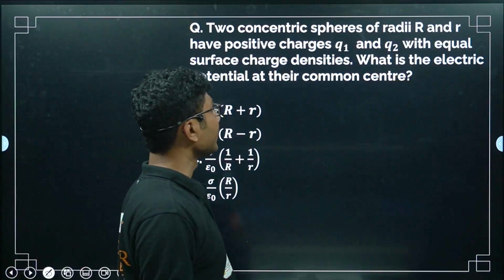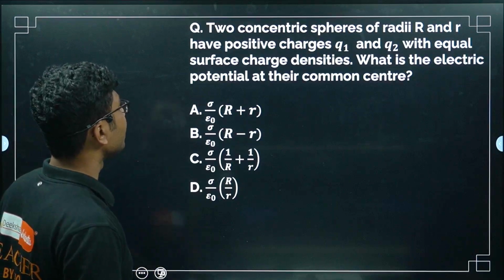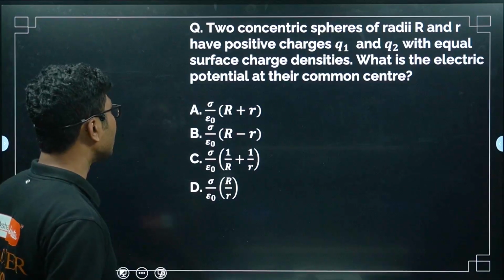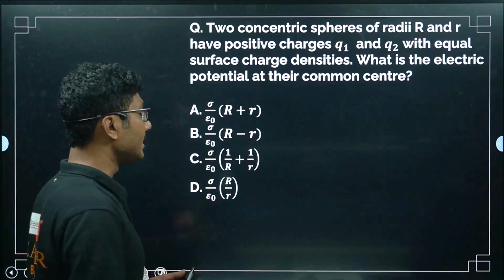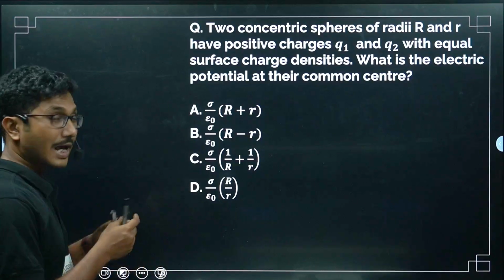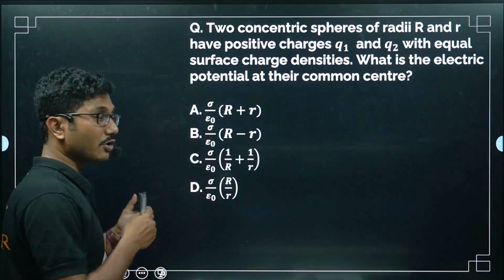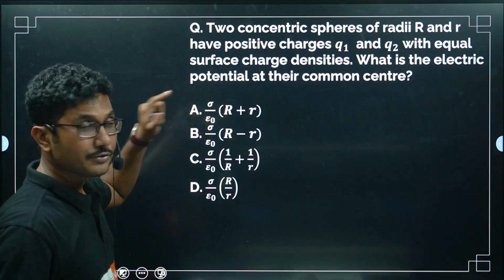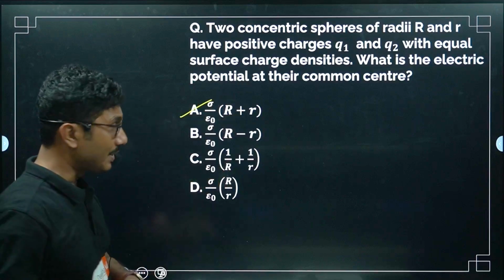Two concentric spheres of radii capital R and small r have positive charges Q1 and Q2 with equal surface charge densities. I think I have solved this question in one of your homework problems, or I have given it as a homework problem, not yet solved. I am not sure, but I think I have solved this. So if you have seen that video, you should be directly able to answer it. This is the correct answer. I will explain it anyway.